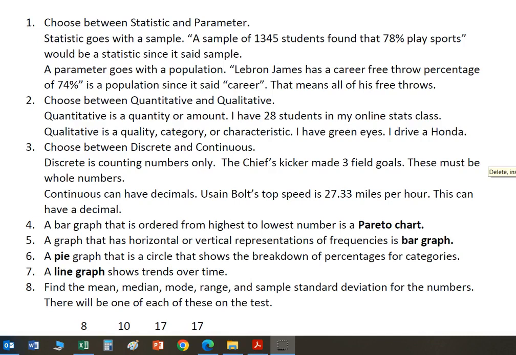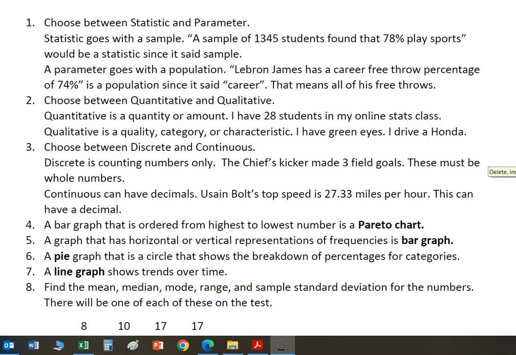Number 2, quantitative is a quantity or an amount. I have 28 students in my online class. Qualitative is a category, quality, or characteristic. I have green eyes. I drive a Honda. Green eyes is a characteristic. Honda would be a category.